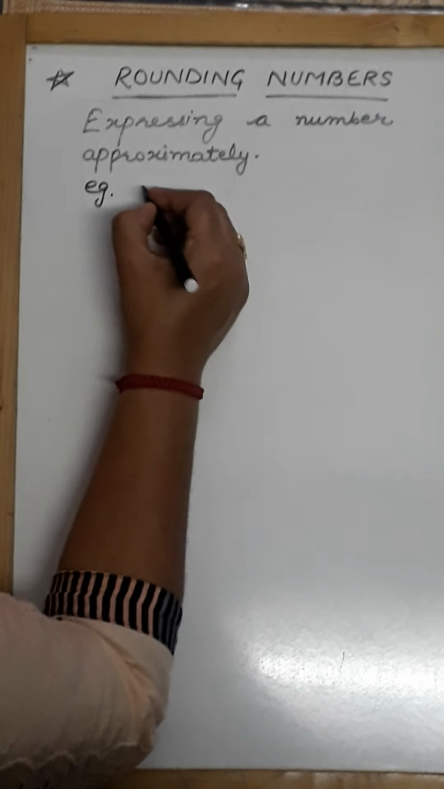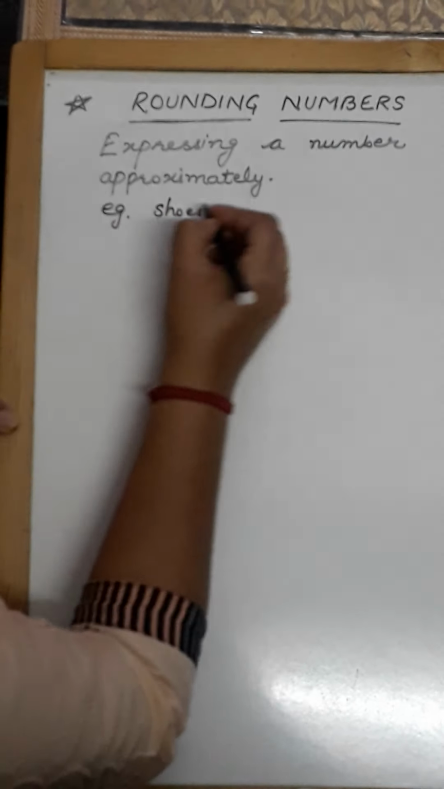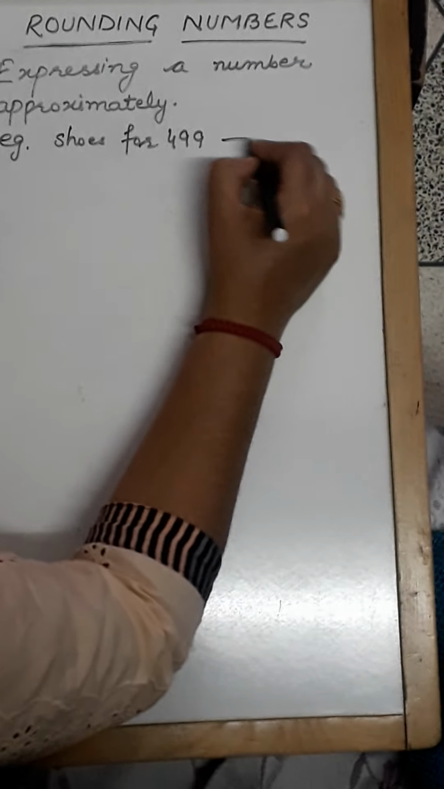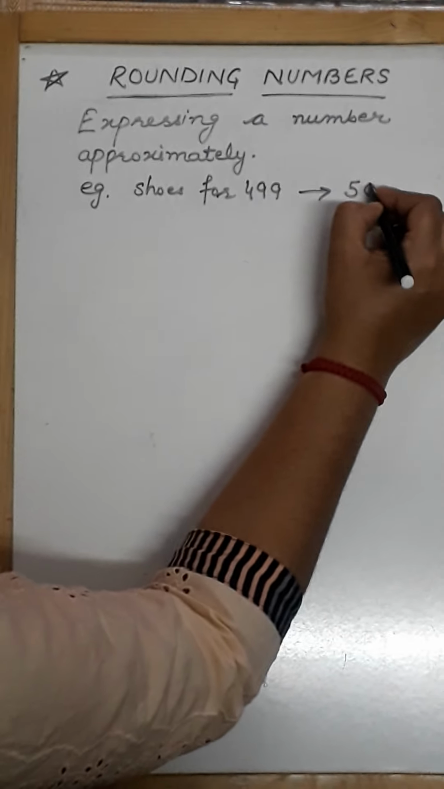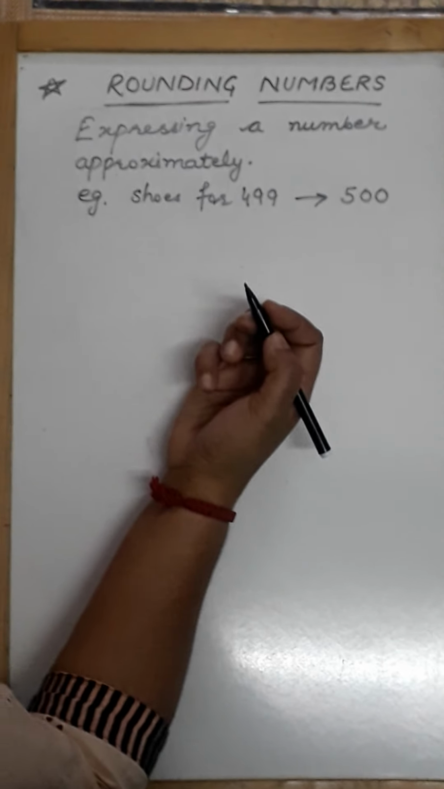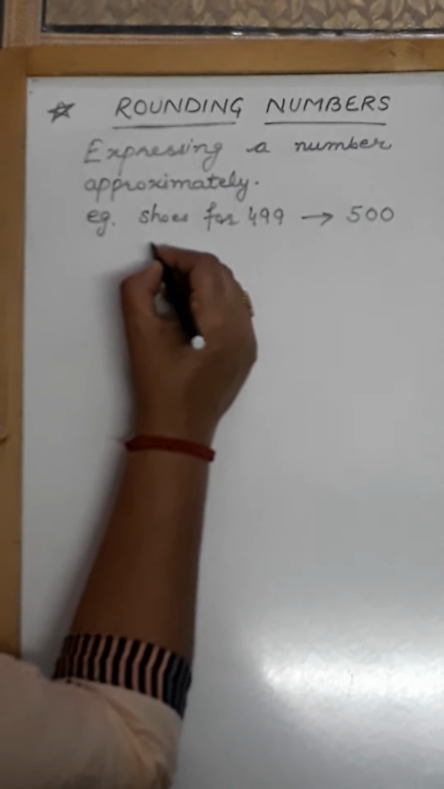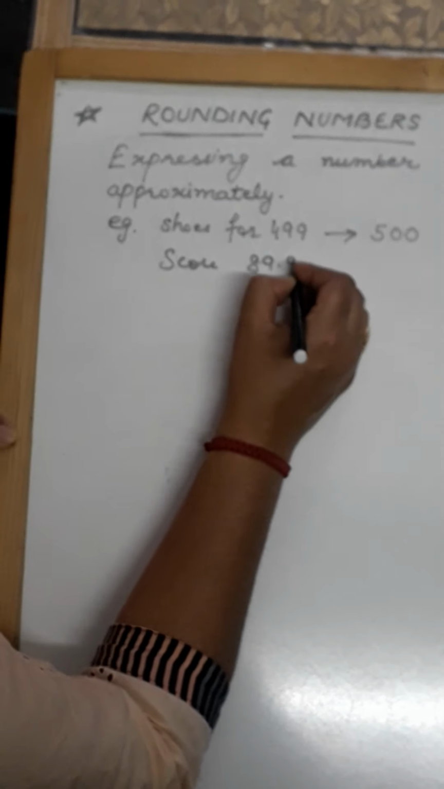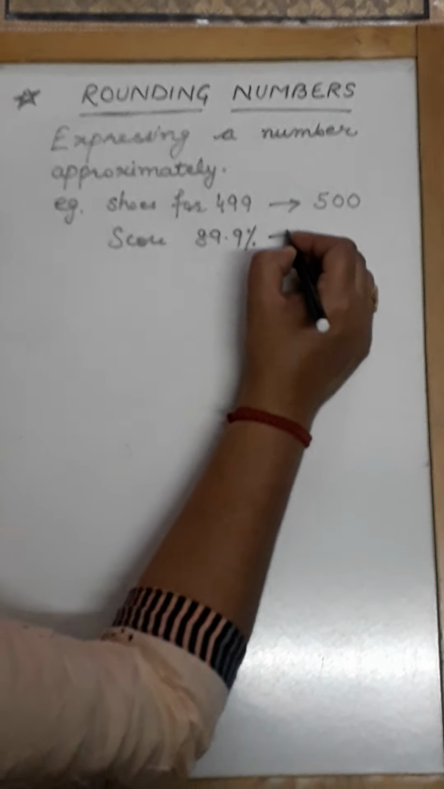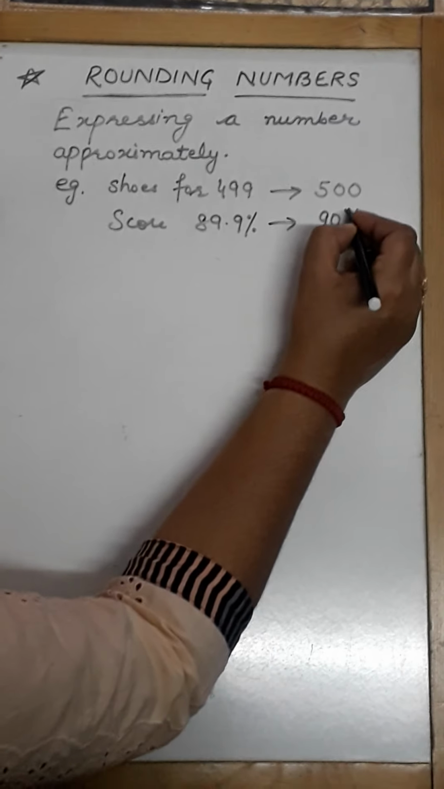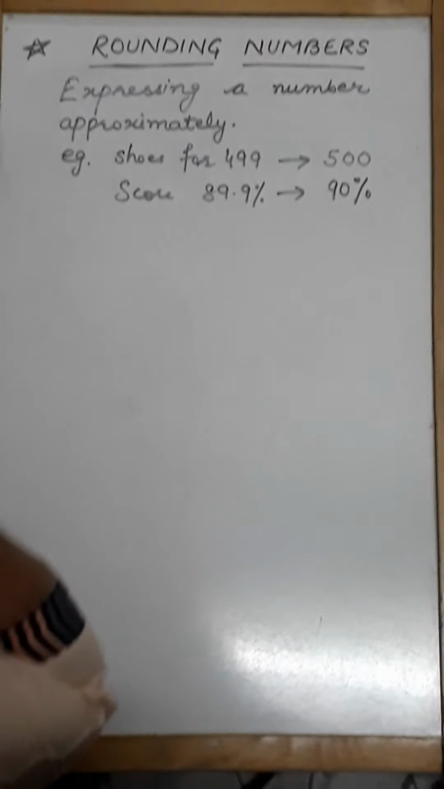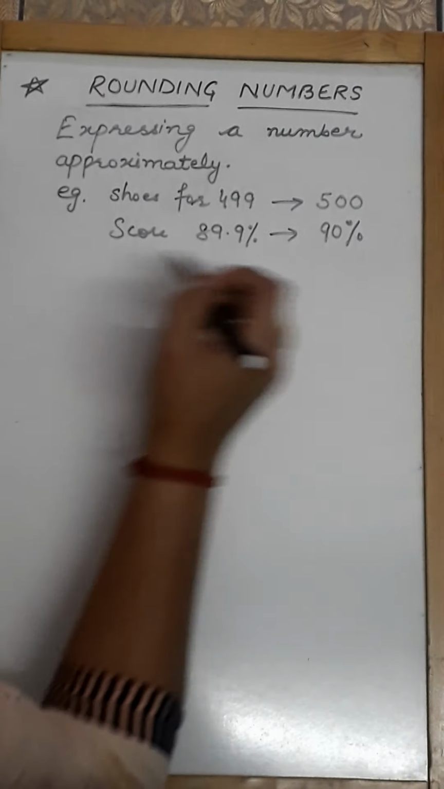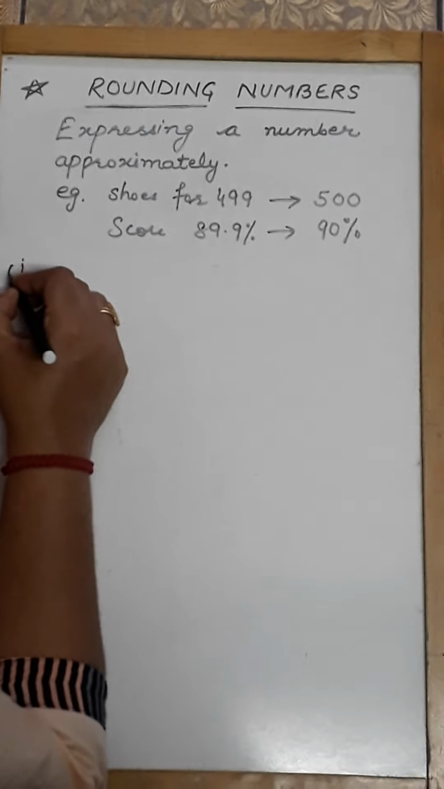Example, like we bought shoes for rupees 499. Then we used to say that we have bought it for rupees 500. Or if you score 89.9% marks, then you used to say I scored 90% marks. So actually this is the rounded off number. So we round off the number in many ways.